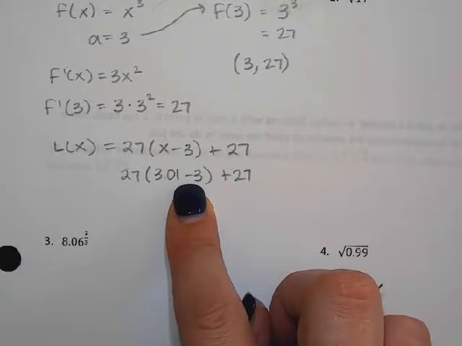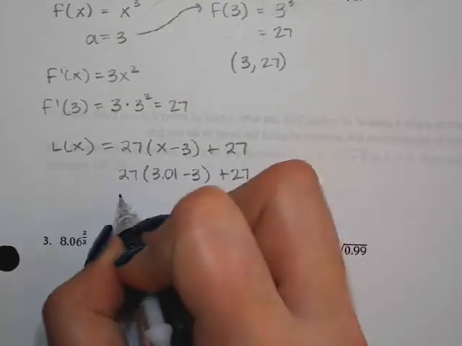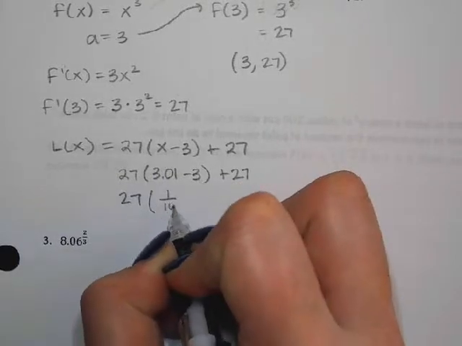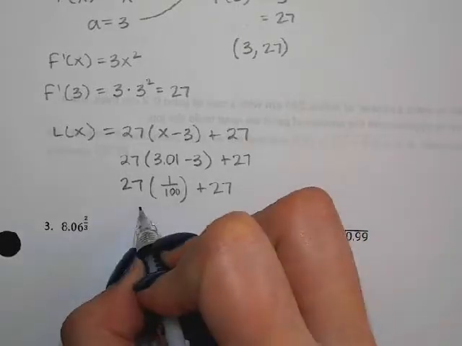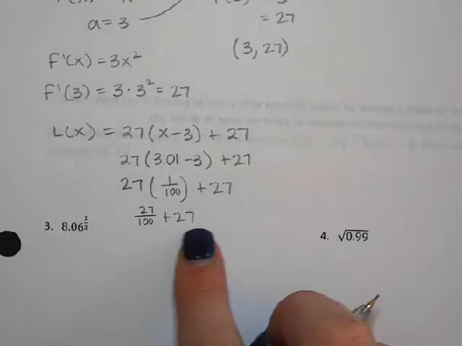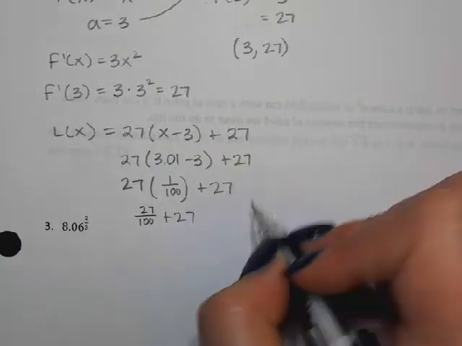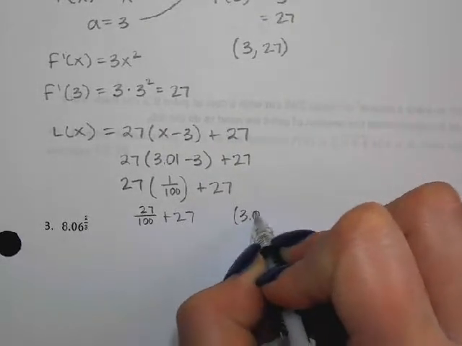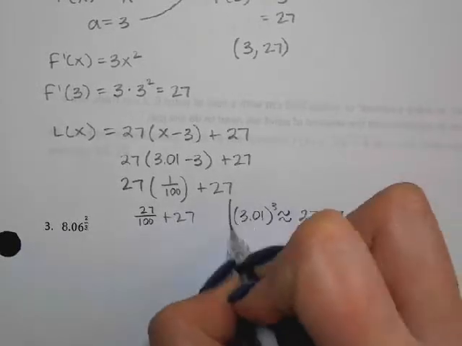If you don't have a calculator, it's a little bit easier as fractions. So 0.01 written as a fraction would be what? 1/100th, right? We've got the 10th place, the 100th place. So I have 27 times 1/100th plus 27. So I've got 27 100ths, plus 27, which is 27.27. So we're going to say that 3.01 to the third is approximately 27.27.